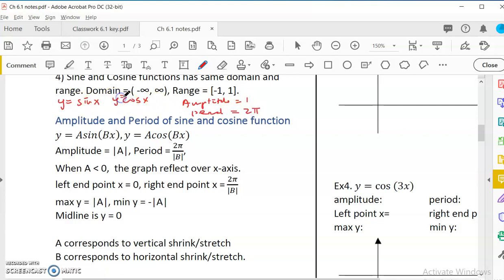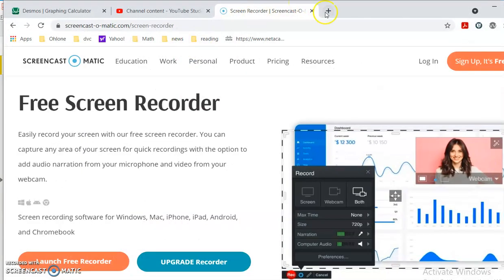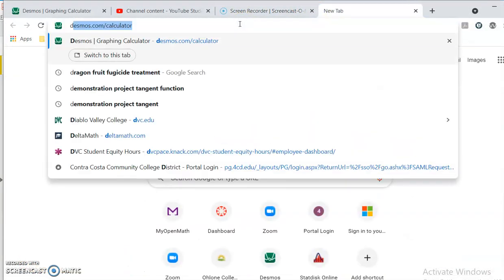Now, if I am to graph something that is different, like I multiply by a number a outside, and I multiply by a number b inside the function, a sine bx, such as 2 sine 3x, or y equal to 1/2 cosine 4x, what would it change? So we can look at Desmos to see what happened.